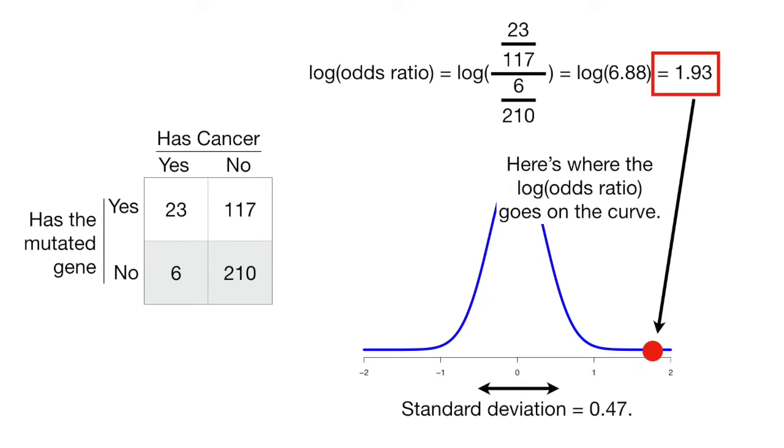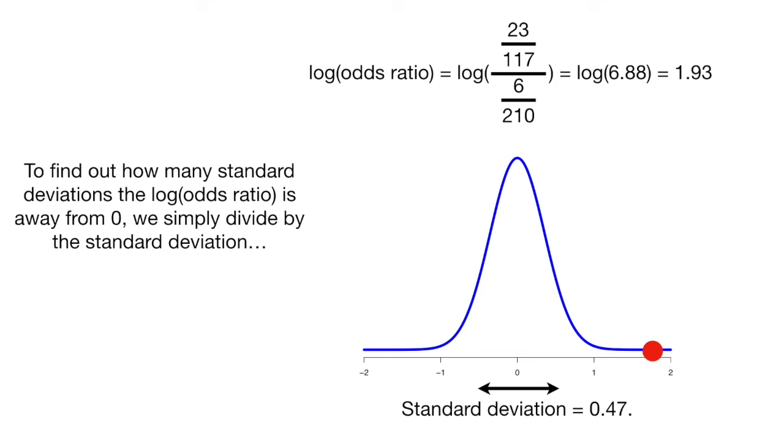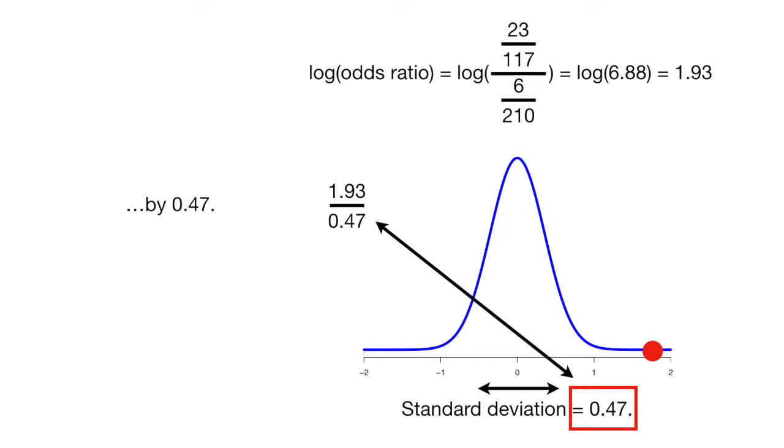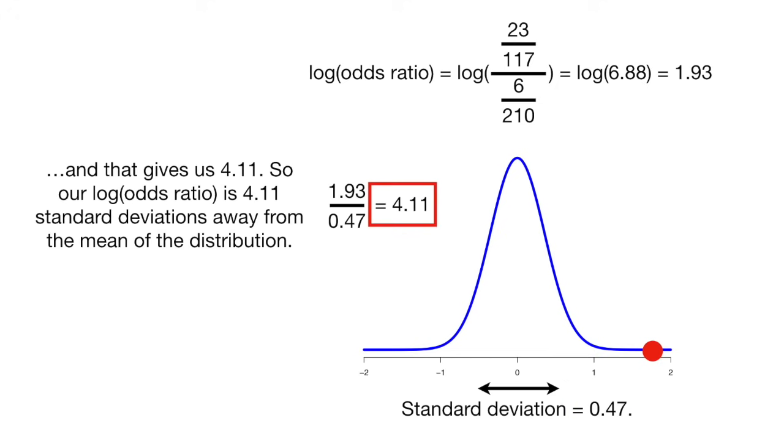Here's where the log of the odds ratio goes on the curve. To find out how many standard deviations the log of the odds ratio is away from 0, we simply divide by the standard deviation. Thus, we divide 1.93 by 0.47. And that gives us 4.11. So our log of the odds ratio is 4.11 standard deviations away from the mean of the distribution.